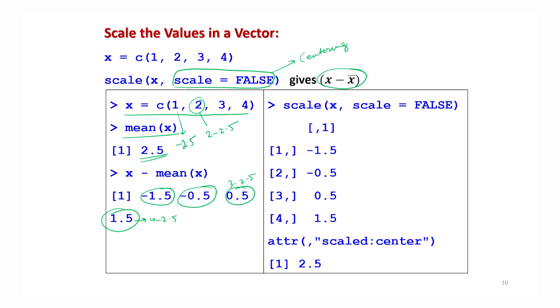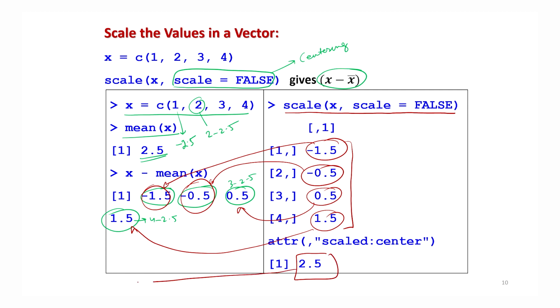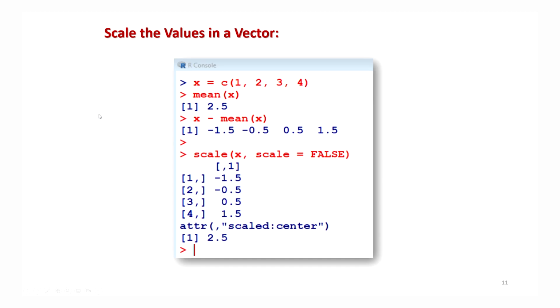And the same operation can be done in the R software if I write scale x with the option scale is equal to false. So you can see here this is my data set. So this value, if you try to match, is coming here. This value is coming here. The third value is coming here. And the fourth value is coming here. And what is this 2.5? This is the mean which you have obtained here, right?